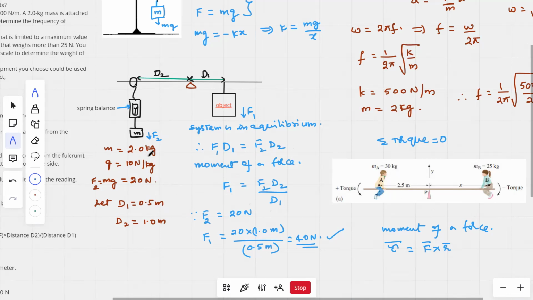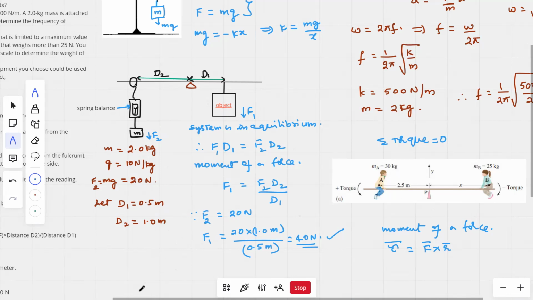Here I am taking the 2 kg mass and g is equal to 10 newton per kilogram. Therefore, F2 is equal to 20 newtons, d2 is equal to 1 meter, and d1 is equal to 0.5 meters. I substitute the values and find F1 is equal to 40 newtons, which is more than the spring scale's measurable weight. Okay, so this is an example. Like this, you can find out the unknown weight of the object.